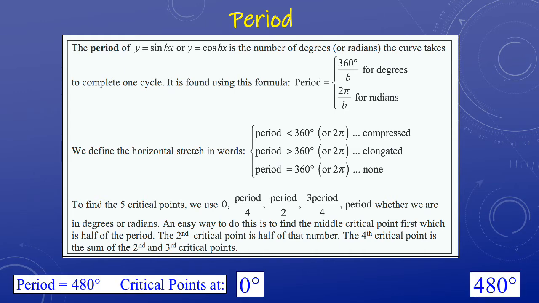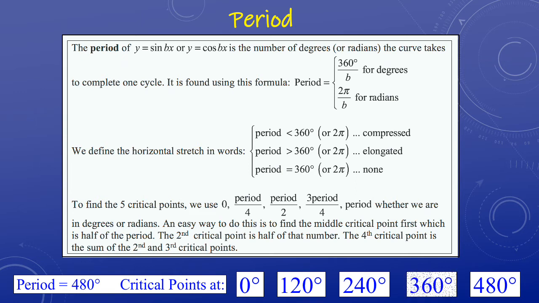Let's suppose we have a curve with a period of 480 degrees. That means the first critical point will be 0 degrees, and the final critical point will be 480 degrees. So the middle critical point must be 1/2 of the period, or 240 degrees. The second critical point must be 1/2 of 240 degrees, which is 120 degrees. And the fourth critical point will simply be 3/4 of 480, or better, 120 plus 240 to get 360 degrees.